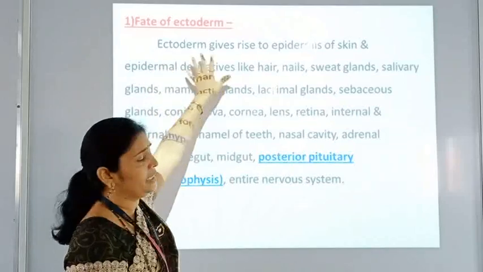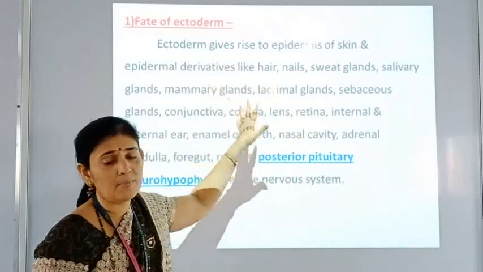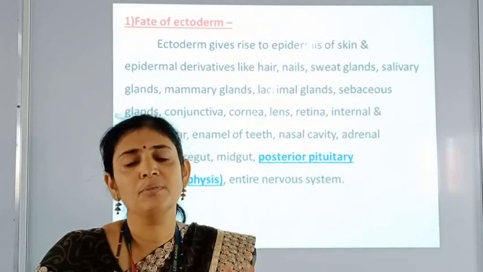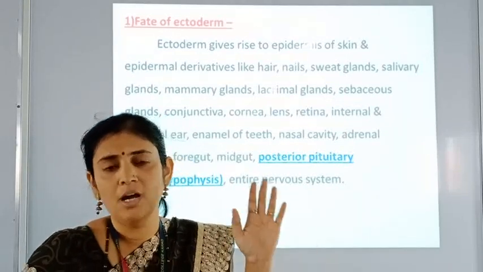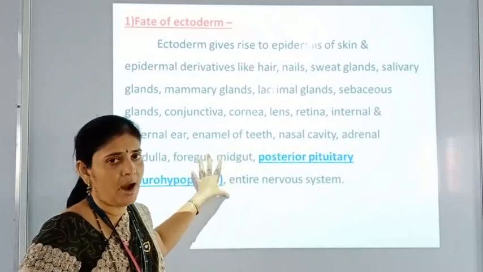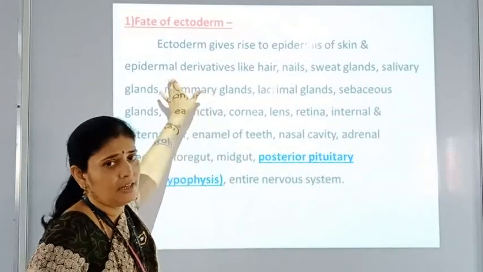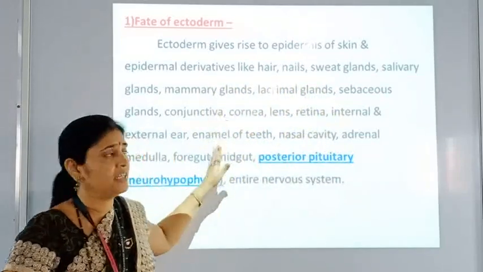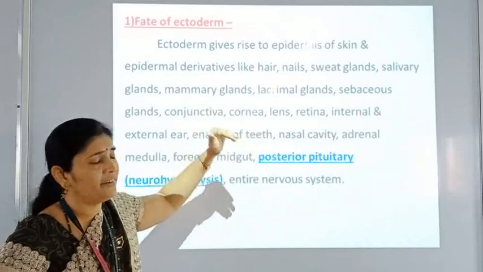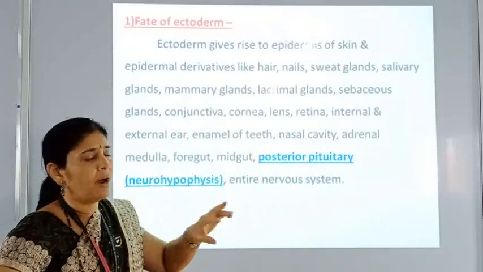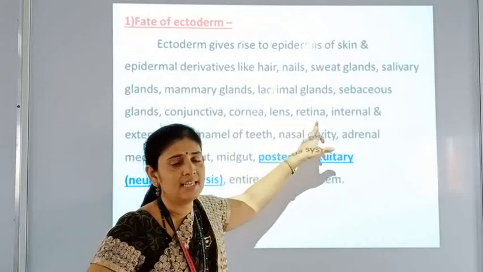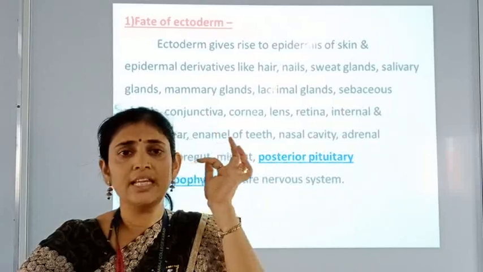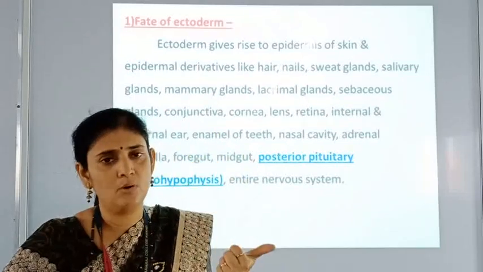So here these are the different body parts or body organs or body tissues which are derived from this ectoderm, that we have to remember all these parts. This first is the epidermal derivatives like hair, nail, sweat gland, salivary gland, sebaceous gland, lacrimal gland. And then from eyes, here 4 parts: conjunctiva, cornea, lens and retina. From ear, we can see here the external ear and internal ear are formed from the ectoderm.